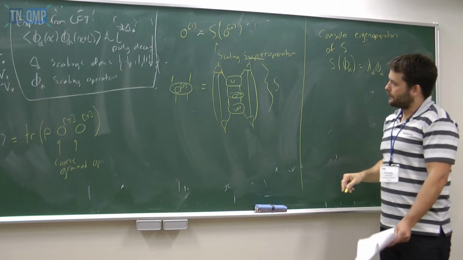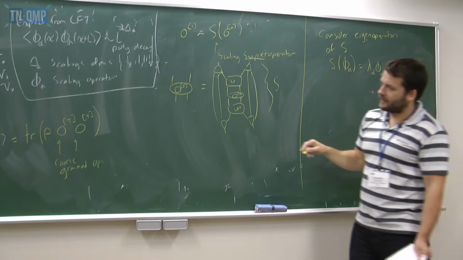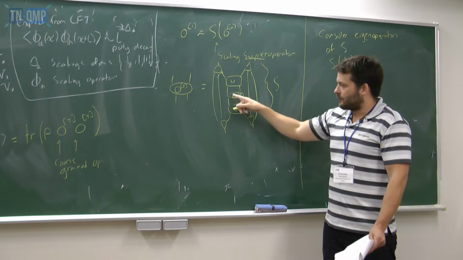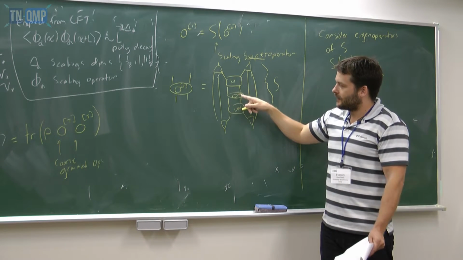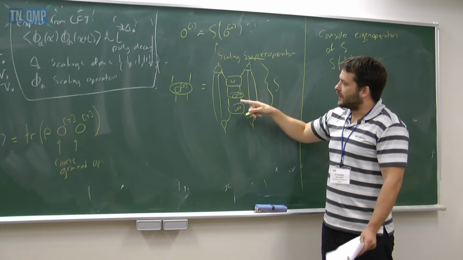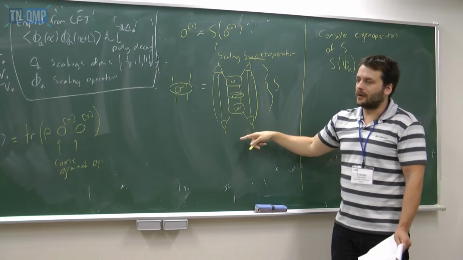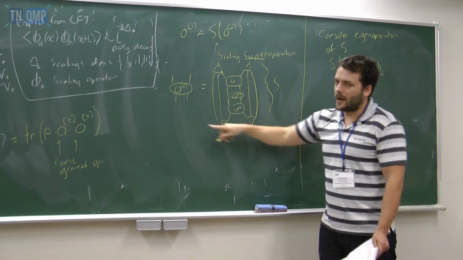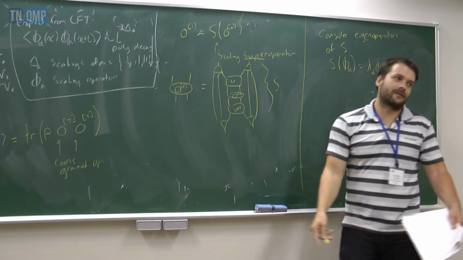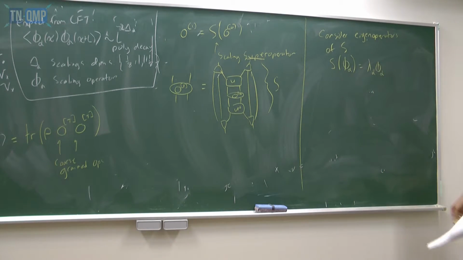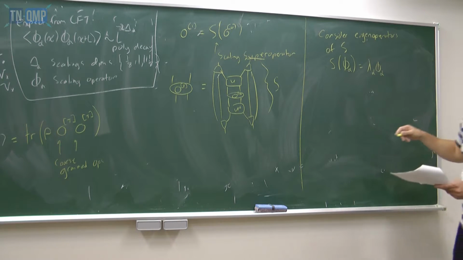And what we can see is if we replace this operator by identity, then U and U dagger will cancel, W and W dagger will cancel. So identity will map to identity. So identity is one of the scaling operators, the trivial one, but there are many more.